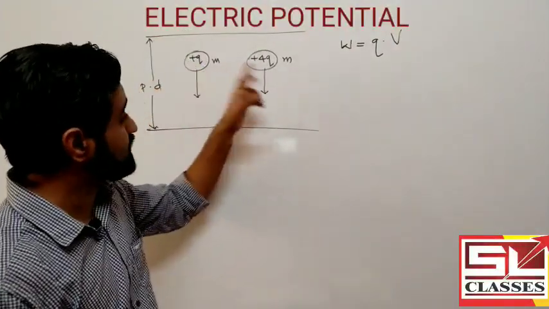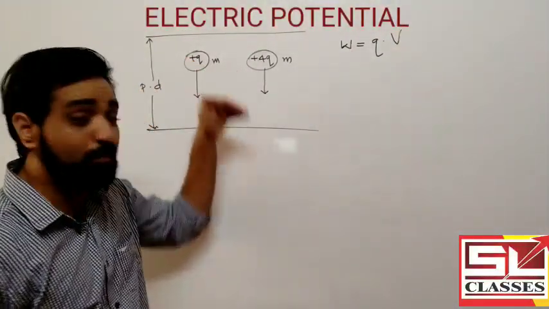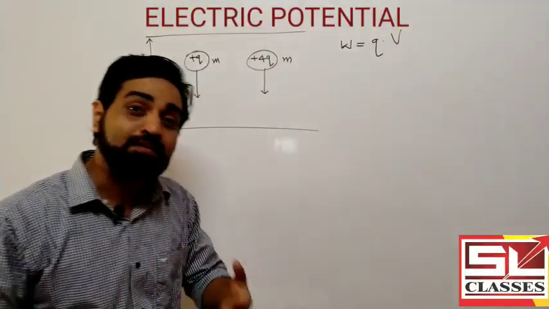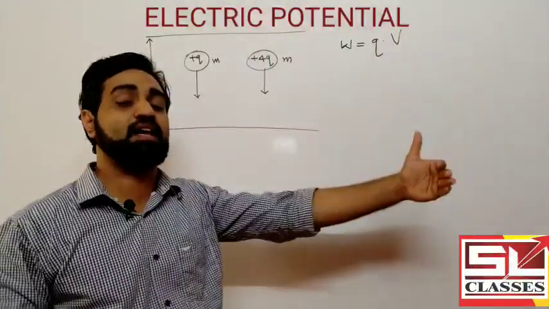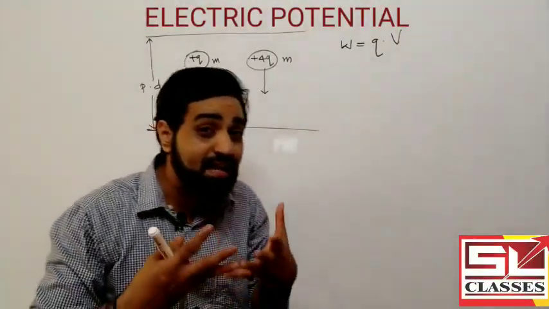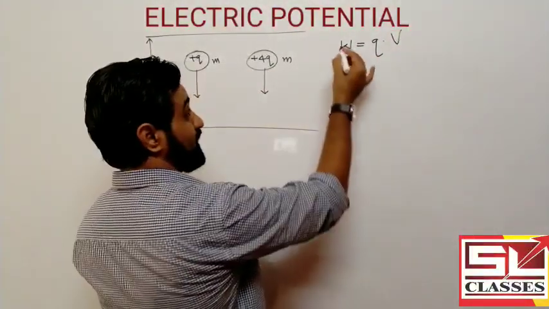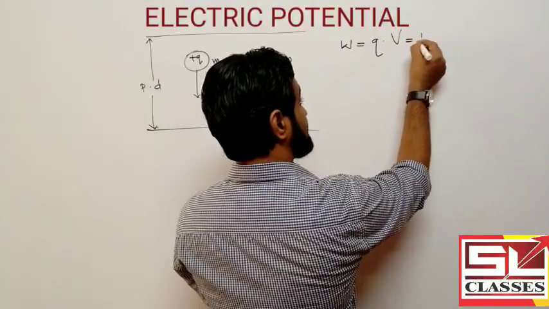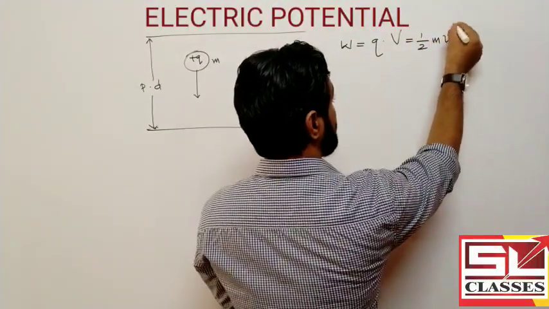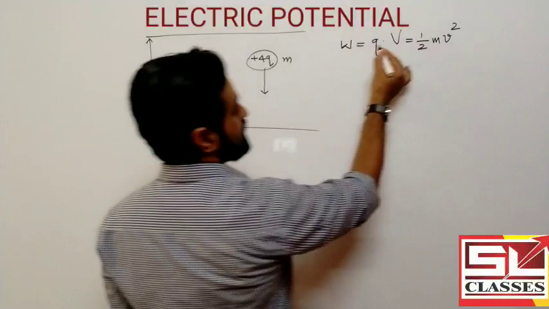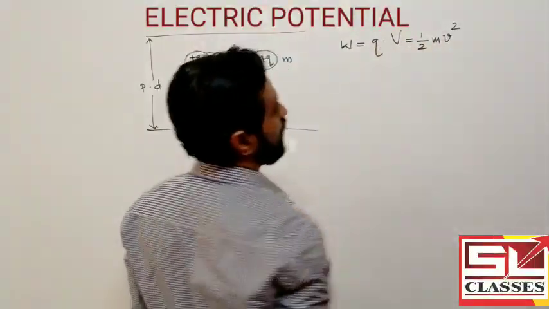So from rest, due to this work done, these particles gain velocity, they move with more and more velocity, and after some time they gain kinetic energy. And by the law of conservation of energy, this work becomes kinetic energy, that is half mv square. So by equating these two, QV is equal to half mv square.